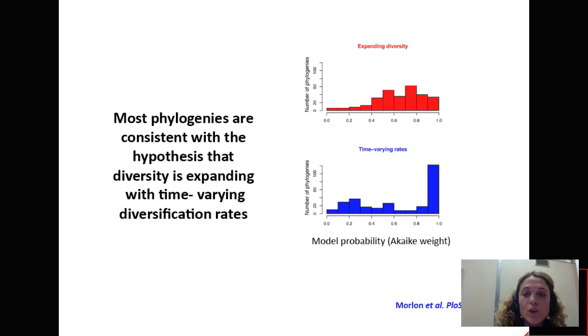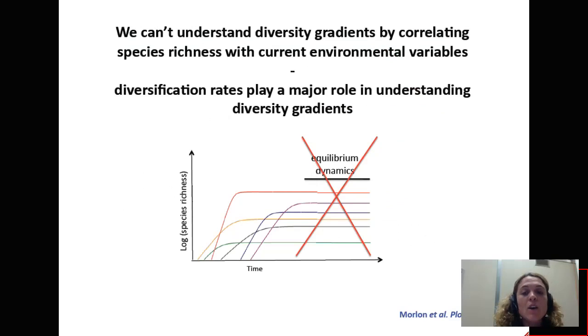The graph on the bottom, though, shows that although we are not in a situation of equilibrium dynamics, rates are decaying through time. So what this suggests is that we are not on this right side of the curve, but there is variation of speciation rate through time, and in particular declines in speciation rate through time that suggest we might be on a trajectory of diversity decline. But still, this shows that we can't try to understand diversity gradients by correlating species richness with current environmental variables, and that diversification rates play a major role in understanding diversity gradients.